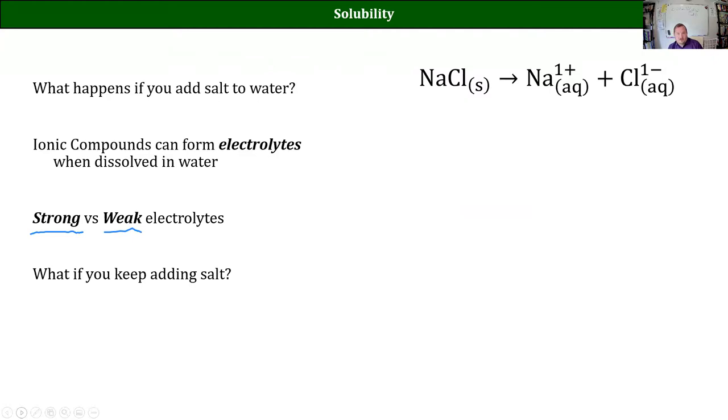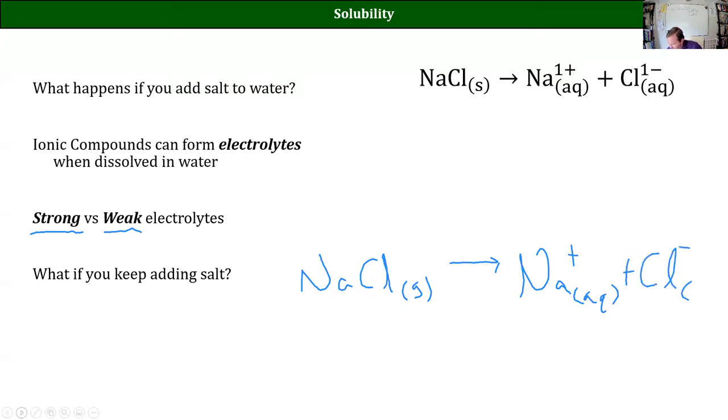What happens if you keep adding salt? You add salt to water, it splits up into these ions. What happens when you keep adding salt? It keeps dissolving to a point, right? Eventually you get a point where it won't dissolve anymore. So we could keep doing this process. Sodium chloride is a solid, goes to sodium ions, aqueous, plus chloride, aqueous.